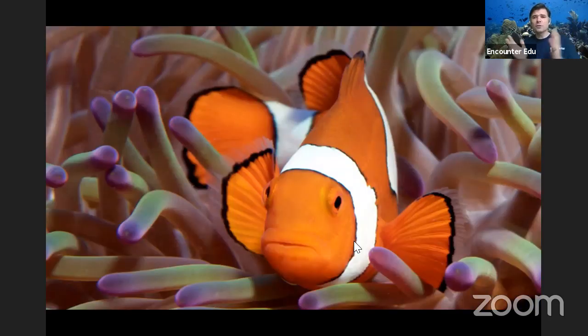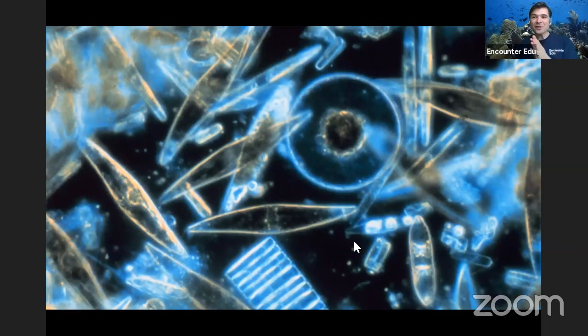So, oh no, we've got a secret Nemo in here. Nemo snuck in. Nemo wasn't supposed to be part of this, but we'll look at adaptations and Nemo tomorrow. First of all, we're going to look at some of our producers. So these are the living things that get their energy from the sun using a process called photosynthesis.